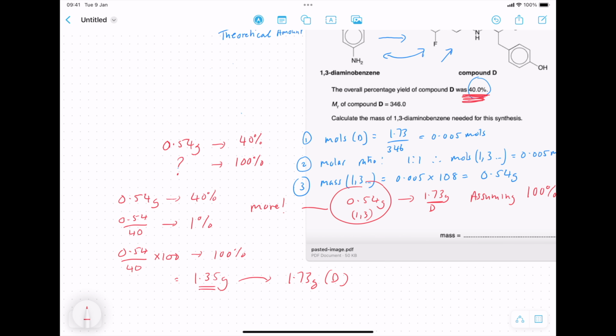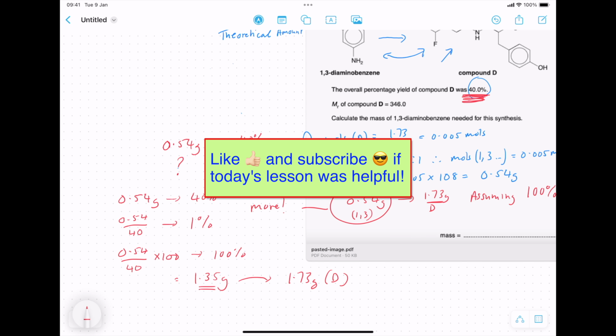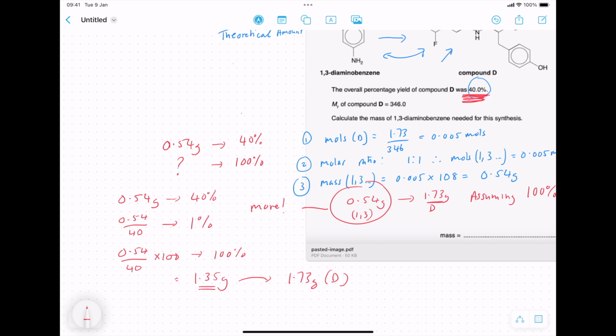And that's it. So I hope that was helpful. If you haven't watched the first video on percentage yield, I suggest you do that now. I say it's slightly easier than the one we just did, but all we were doing here was just simple ratio to work out what the actual amount of reactant we needed was.